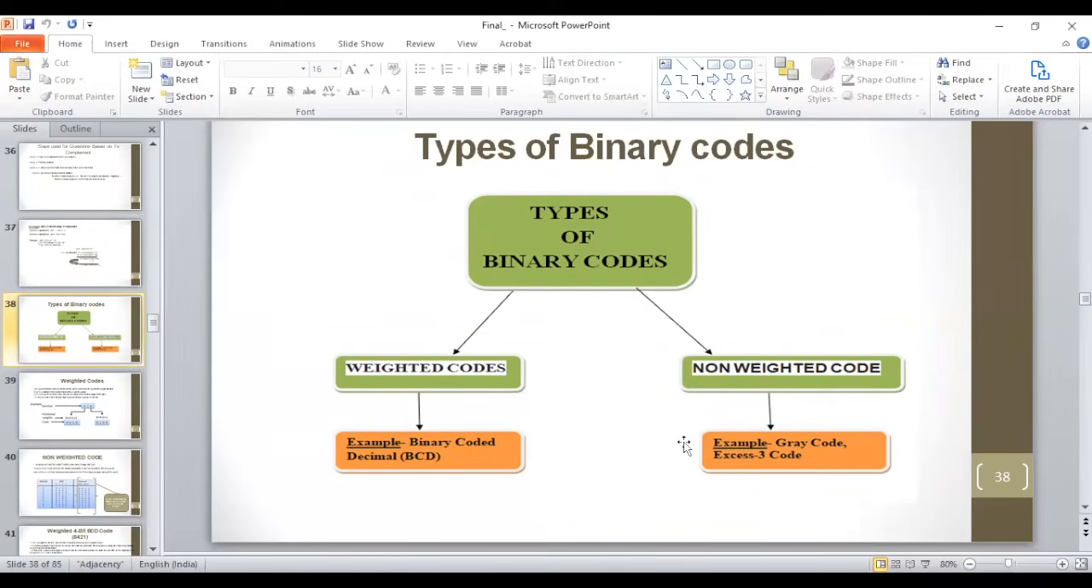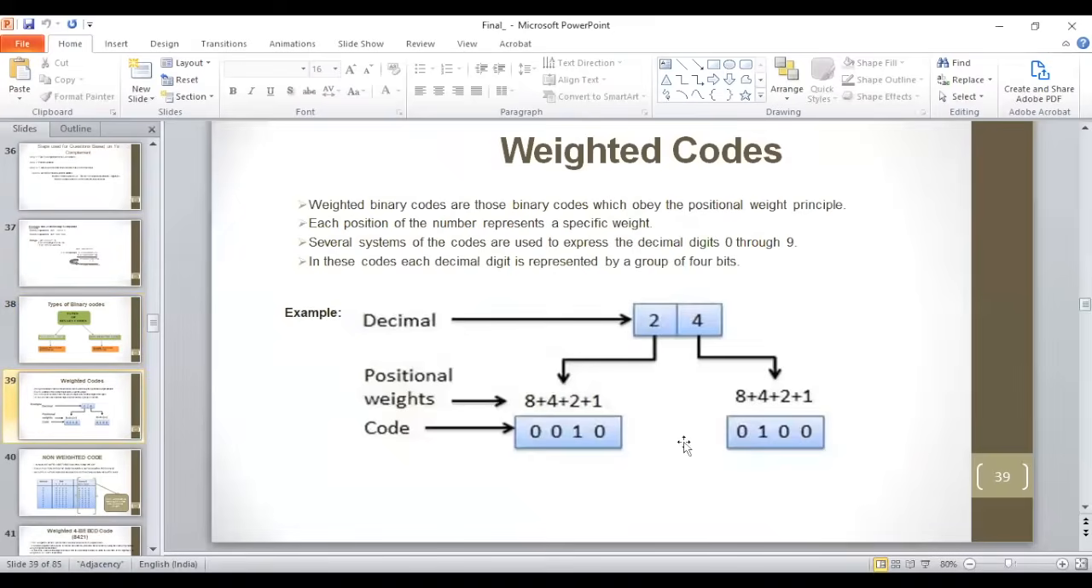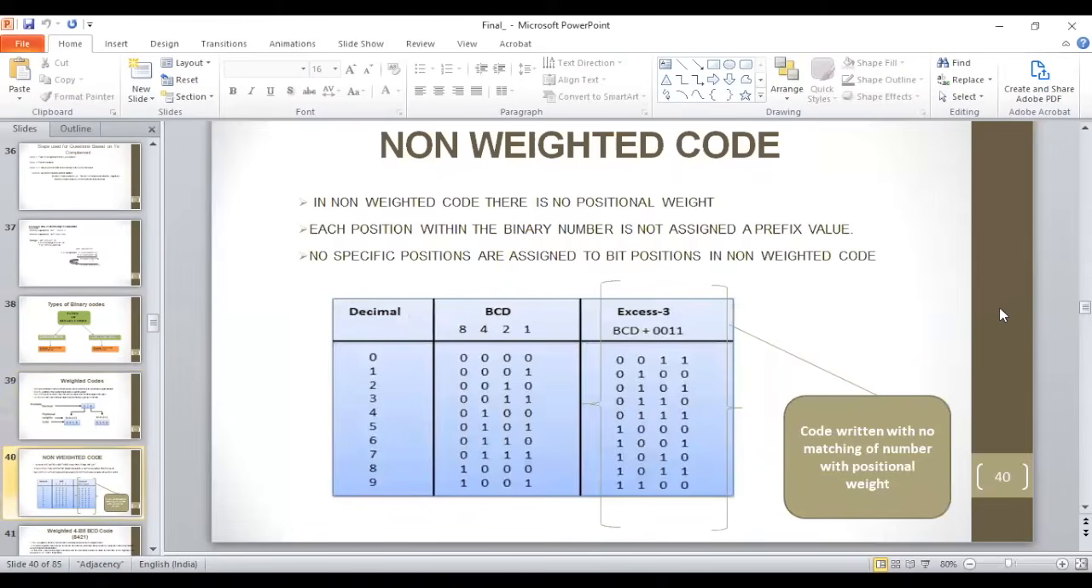Now let's talk about types of binary codes in this session. What are binary codes all about? When I talk about binary codes, we have to understand from two perspectives: the security purpose and the evaluation purpose. So we have weighted codes, which can be BCD, and non-weighted codes, which can be excess-3. The weighted codes are 8421, by which we can see the positional weights. At every bit the value is there. So these are your weighted codes.